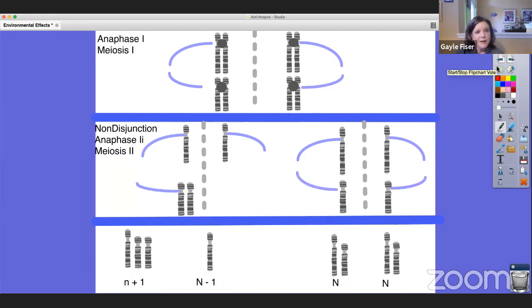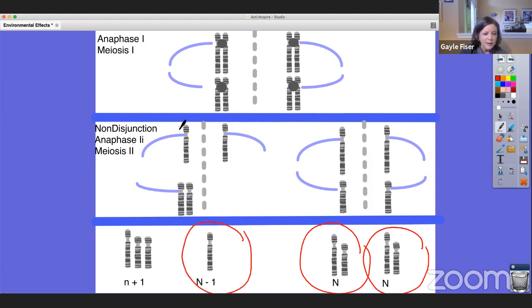Now, in the second type of non-disjunction, we're going to have this happen in anaphase 2. So far so good. We have our 2 homologous pairs, they separate, that's good. And now these two sister chromatids need to separate, but this one didn't, okay? It did not separate. So we have normal, normal, everything's normal here. So we have at the end a normal cell with those two, a normal cell with those two. We're missing one, so it's n-1, and we have one too many, n+1.